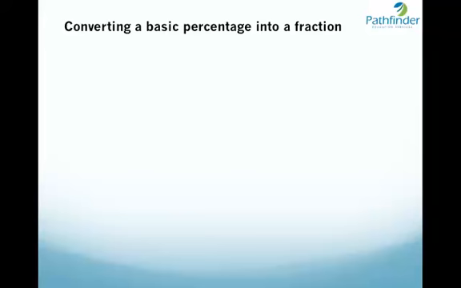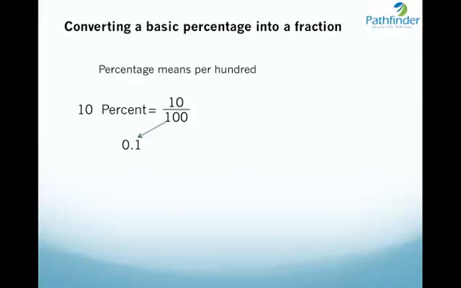So, converting a basic percentage into a fraction. Percentage basically means per 100. For example, a number like 1% will mean 1 upon 100. 10% will mean 10 divided by 100, that is equal to 0.1. So 10%, the fraction 10 by 100 and the decimal 0.1 are one and the same thing.